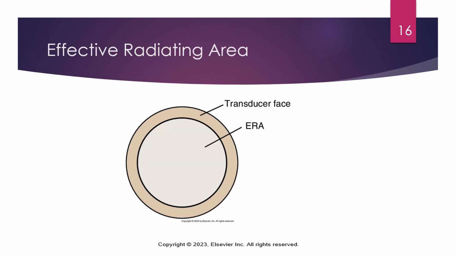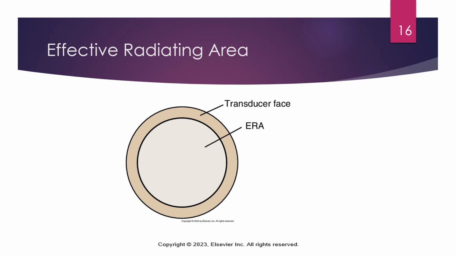Now let's talk about that effective radiating area, or the ERA. So why is the ERA important? Well, if we look at the definition of this effective radiating area, it's the portion of the ultrasound transducer face that actually produces ultrasound waves. The portion that actually produces these sound waves is smaller than the physical size of the transducer face, because not all areas of that transducer generate sound waves effectively.